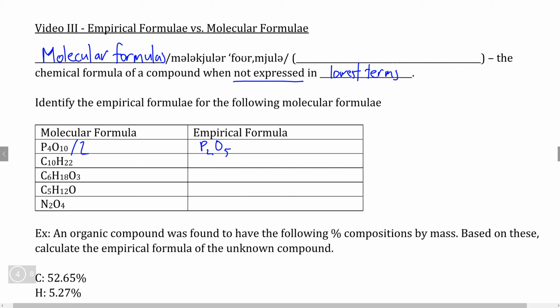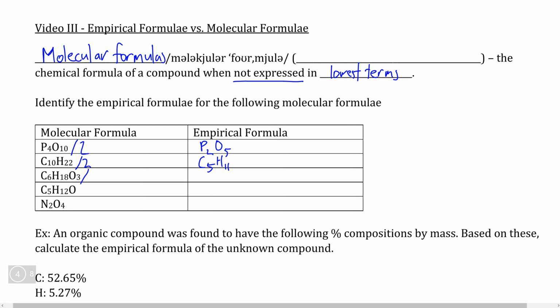For example, C10H22, again, has a common factor of 2. If we divide the number of carbon and hydrogen atoms by the greatest common factor 2, we would get C5H11. Again, this is an empirical formula because 5 and 11 do not have a common factor other than 1.